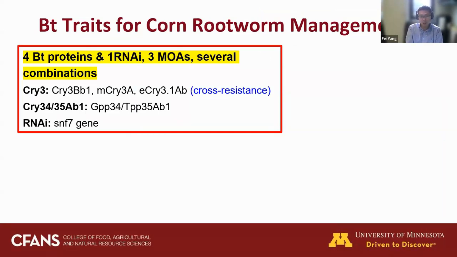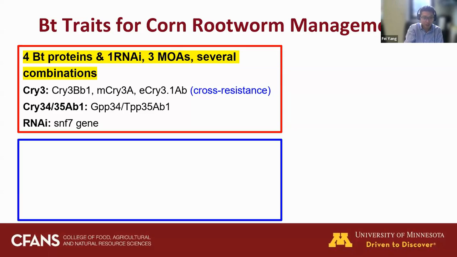The first mode of action is Cry3 proteins. We have 3 different ones, but these are similar in structure. So cross resistance can happen among these 3 Cry3 Bt proteins. The second mode of action is the Cry34/35Ab1 Bt protein, and right now it's named as Gpp34 and Tpp35Ab1. And the last mode of action is RNAi technology. It targets the Snf7 gene of the corn rootworm larvae.